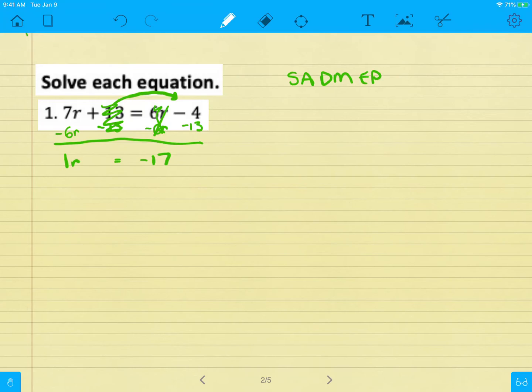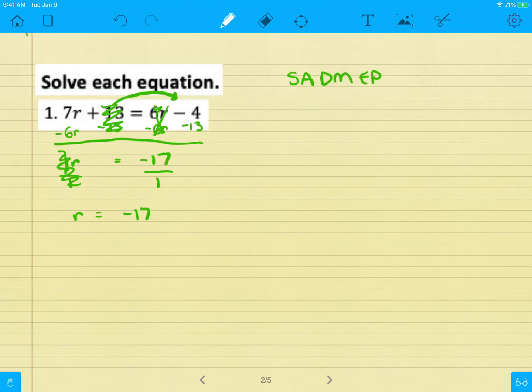Now the last step: you have to get rid of the number that's in front of r, so you divide by 1. It's always multiplying or dividing last. Those ones cancel out, so you have the r, and on the other side, negative 17 divided by 1 is negative 17. Technically you didn't need to divide by 1. The 1 just goes away and you're left with r equals negative 17. But if there was a number there, that's what you'd have to do.